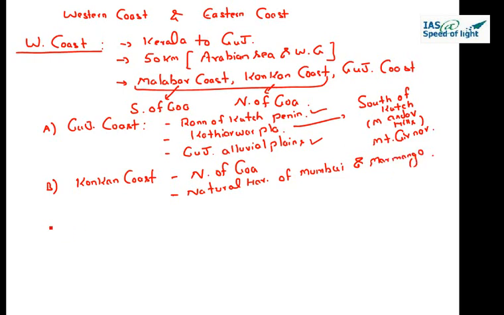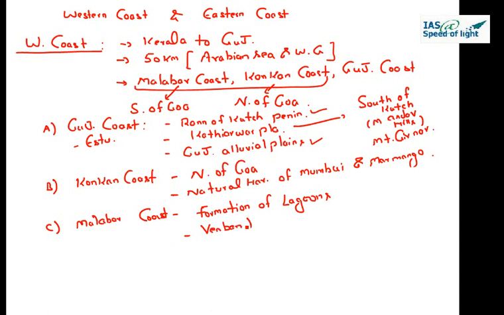Then finally coming to the Malabar coast, the Kerala coast. Here we see the formation of lagoons. We'll see the difference between lagoons and estuaries; on the Gujarat coast we see the formation of estuaries. For the formation of lagoons, Vembanad Lake and the backwater lakes are also famous for this region.